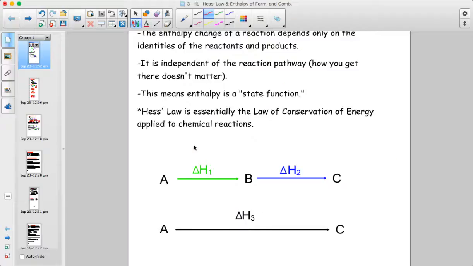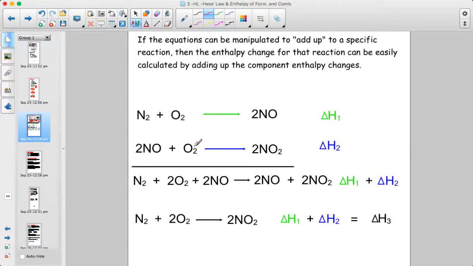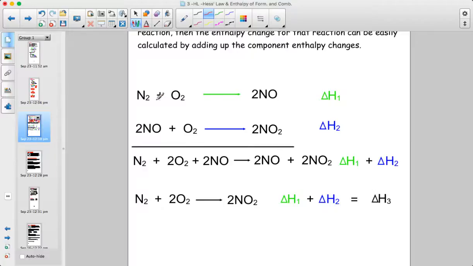If you want to see an actual chemistry example, if you have nitrogen plus oxygen and you make 2 nitrogen monoxides, that would have a certain enthalpy change. 2 nitrogen monoxides plus oxygen can then make 2 nitrogen dioxides. That has a different enthalpy change. If you add the 2 equations together, you can cancel out the nitrogen oxides. That sort of ends up acting like an intermediate would. We cross it out and we get this as the net equation.